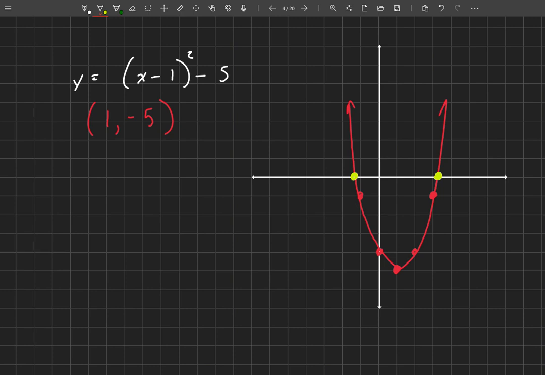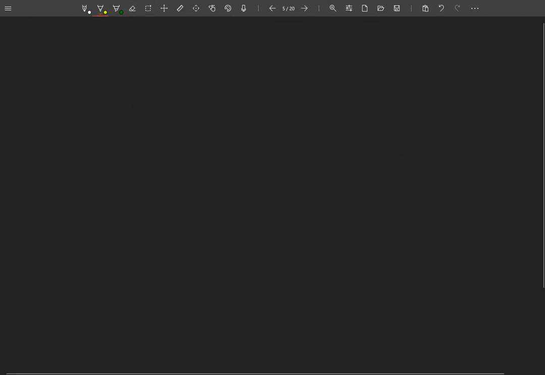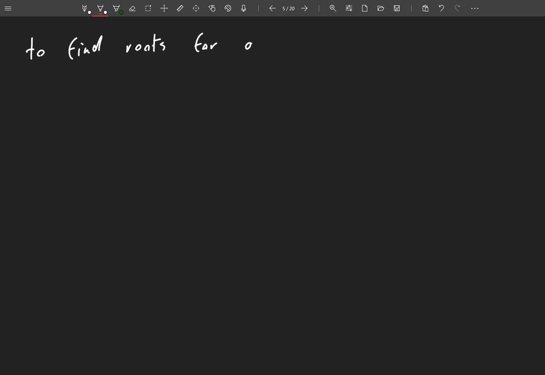So here's what we're going to do. This is a brand new process. I'm going to show you how to do this. All right, let me get rid of this. So our function was, let me actually write this, to find roots for quadratics in vertex form.